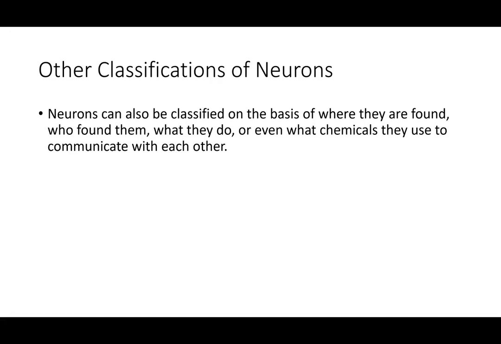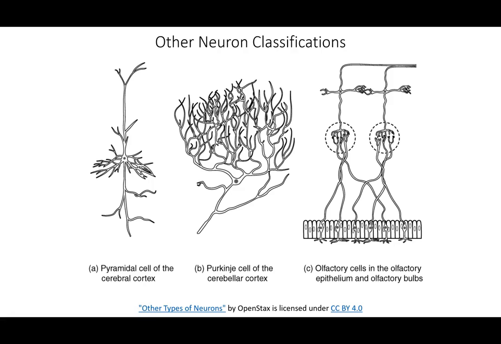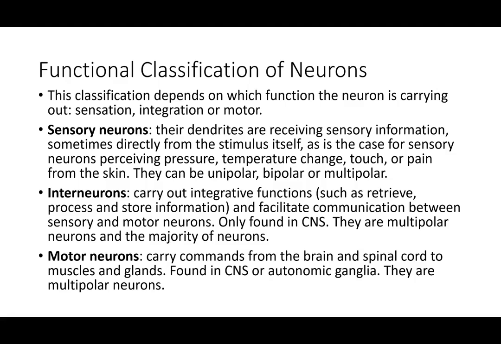So we can have these pyramidal cells found in the cerebral cortex. We have these Purkinje cells, also of the cortex, but of the cerebellum rather than the cerebrum. These are those olfactory cells in the olfactory epithelium and olfactory bulbs, so they have special structures and stuff like that. But let's talk about functional classification.